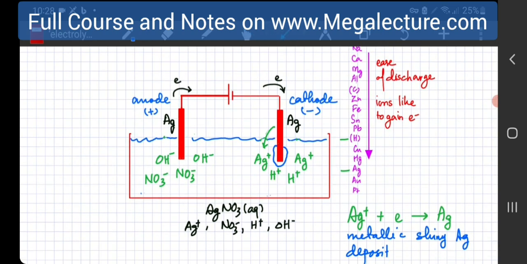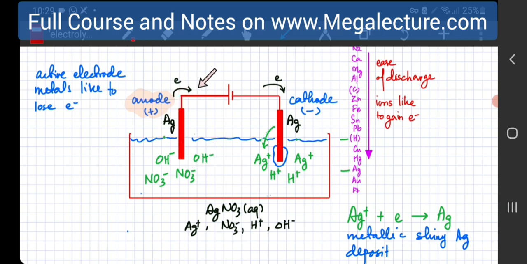What's going to happen at the anode? Again, remember that active electrode metals like to lose electrons. So the battery is trying to pull electrons. Whenever you have an active electrode, it's the anode that's going to be different. When the battery pulls electrons, it's not going to take away electrons from the OH-1 or NO3-1. You don't have to worry about the ions in the solution. The battery is going to remove electrons from the silver metal itself.